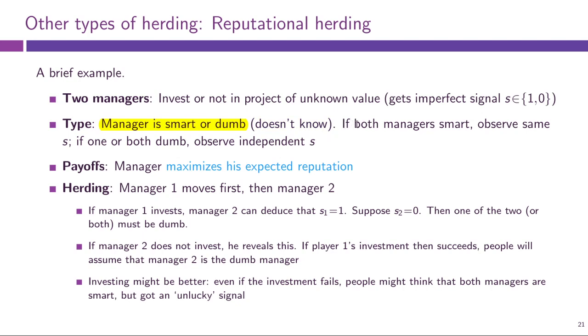And suppose that if both managers are smart, they observe the same signal. But if one or both of them are dumb, they observe independent signals. So if you're smart, you analyze the same information, you arrive at the same conclusions. But if you are not smart, then you just invest randomly, and so these private signals are independent. Now, these may or may not correlate more or less with V, if smart or not smart. We just ignore that. And suppose that the manager maximizes not the expected profit from the investment, but the expected reputation. So the manager wants to appear smart, wants to appear competent, because this is what brings them more business.